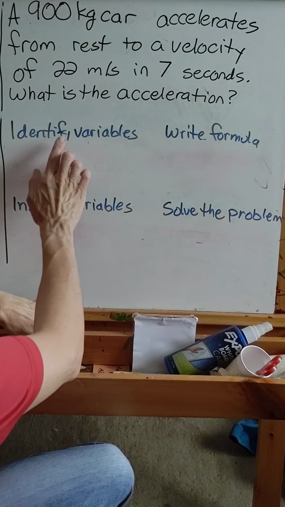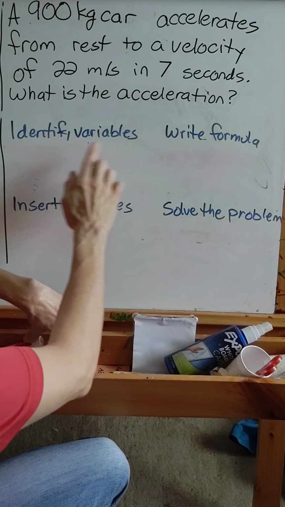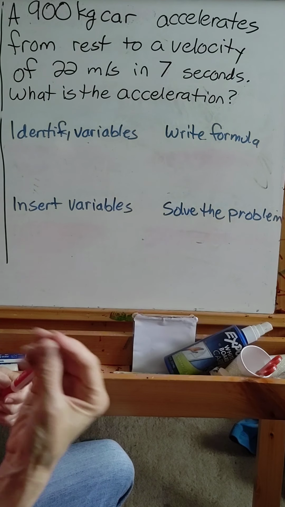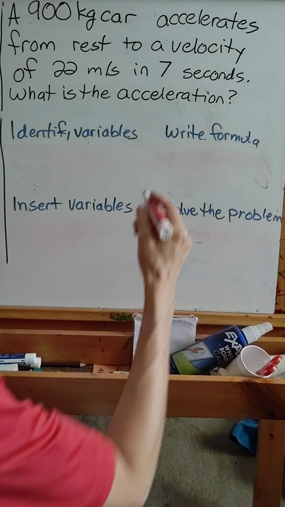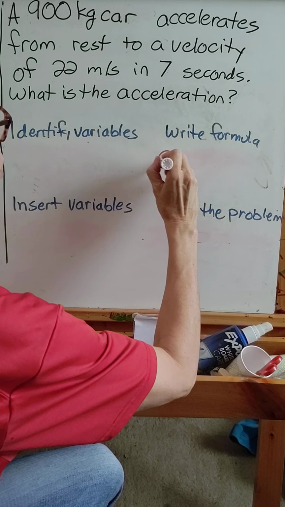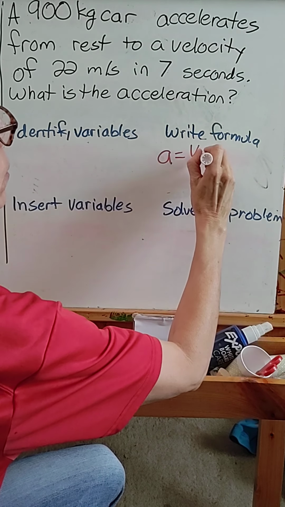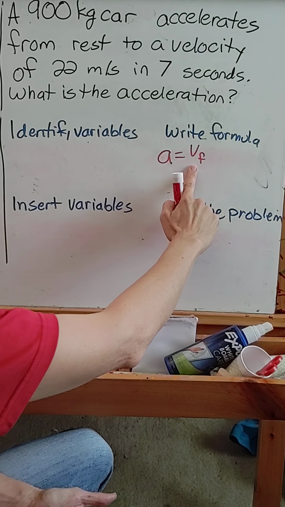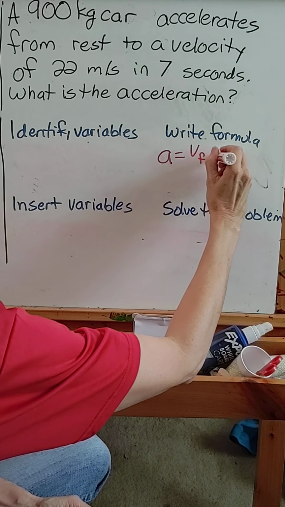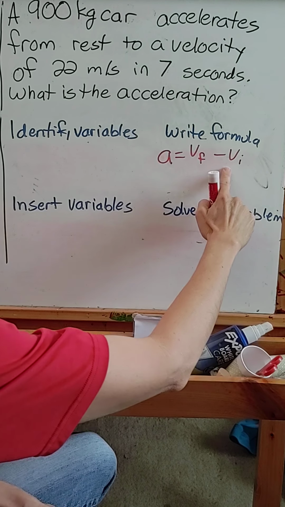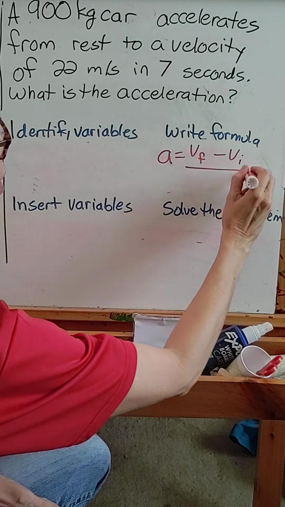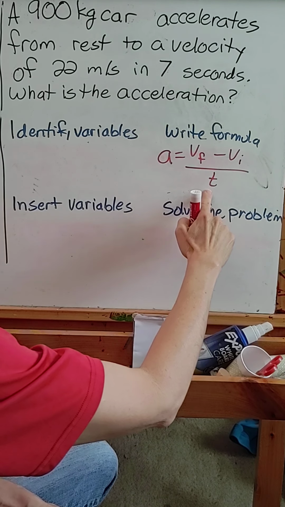Now normally I always want you to identify your variables first, but in this particular case I'm going to talk to you about the formula first because you guys haven't seen the acceleration formula yet. The acceleration formula is acceleration equals velocity final, or the final velocity. That's the velocity at the end of the problem. Minus VI, the initial velocity. That's the velocity at the beginning of the problem. And you take all of that and divide it by time.